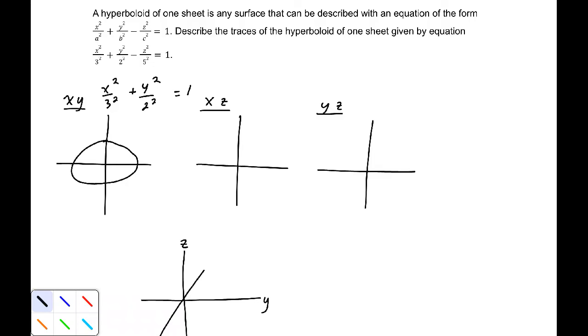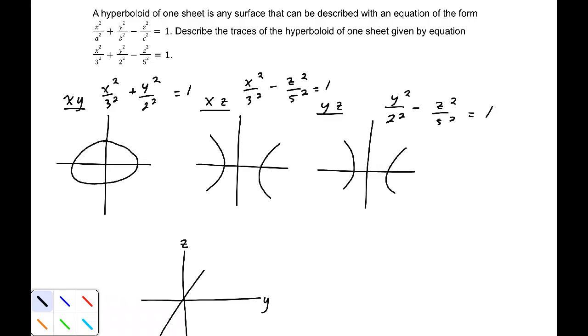For the xz plane, we'll let y be equal to 0. This equation would be x squared over 3 squared minus z squared over 5 squared equals 1, which is going to be a hyperbola. So we have a hyperbolic shape there. In the yz plane, we'll let the x component be 0, so the resulting equation is y squared over 2 squared minus z squared over 5 squared equals 1. And again, we have a hyperbolic shape.